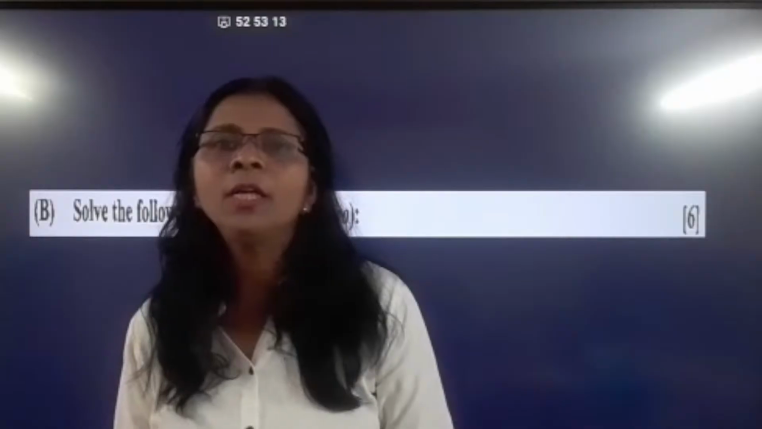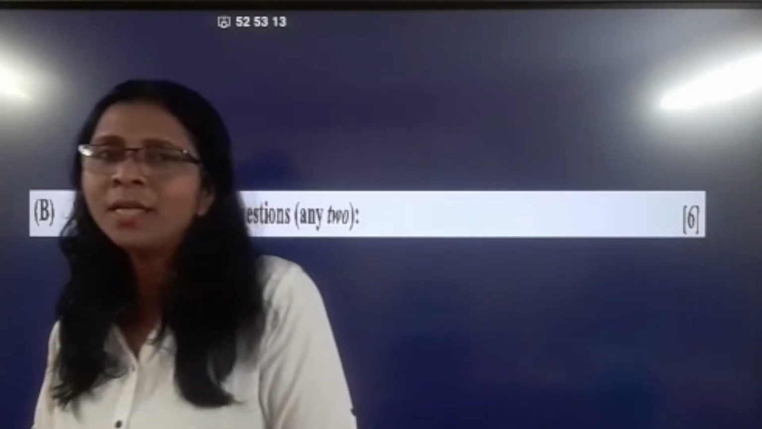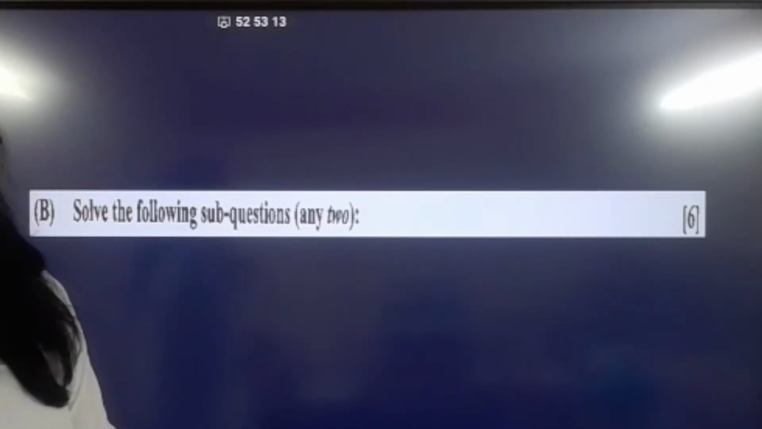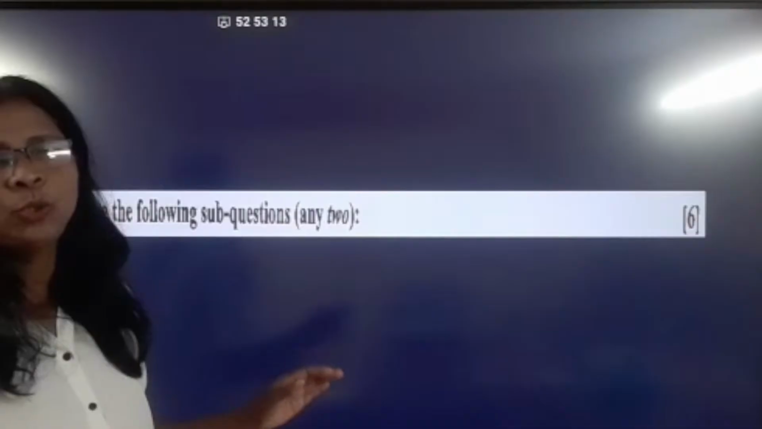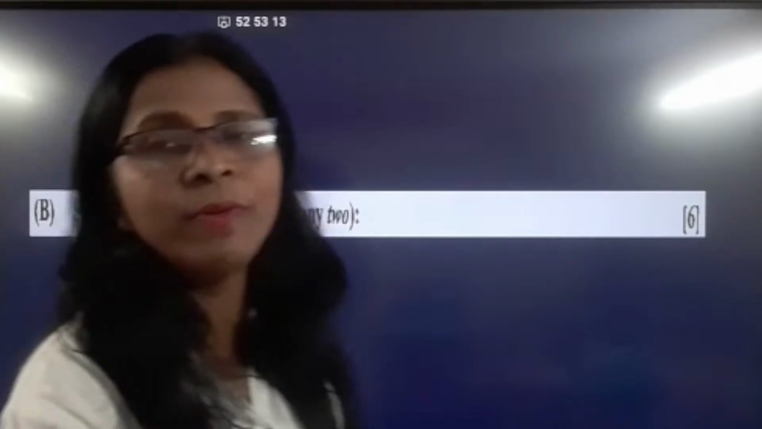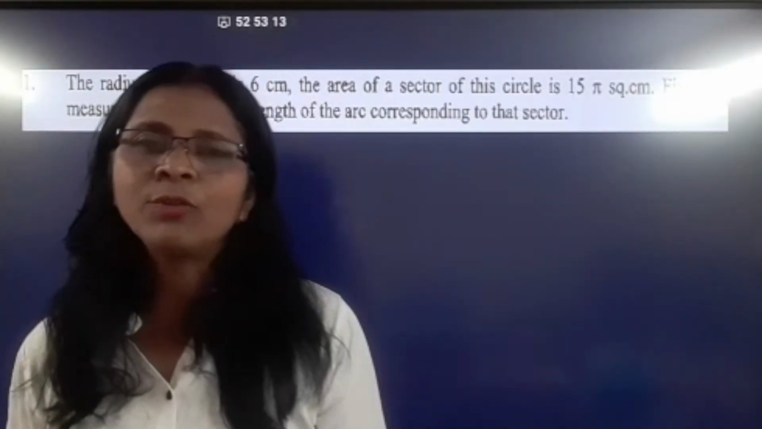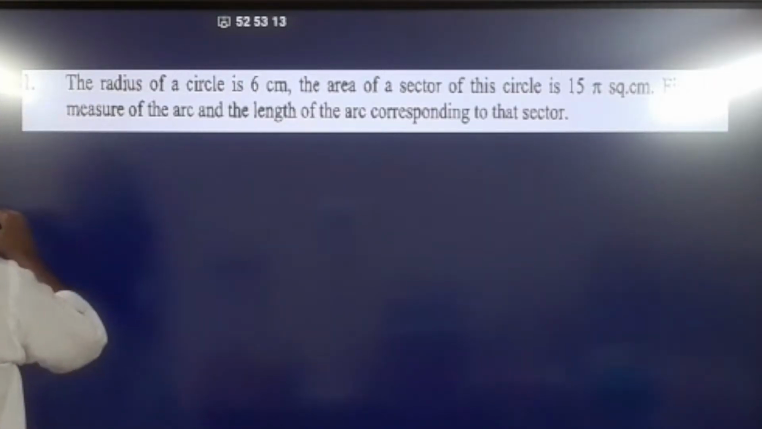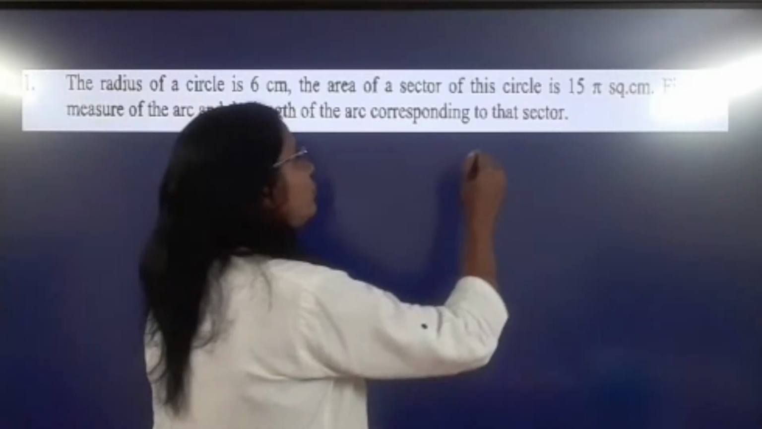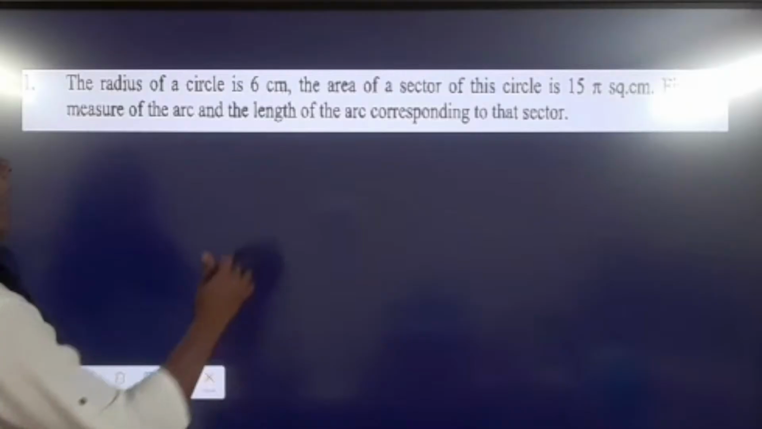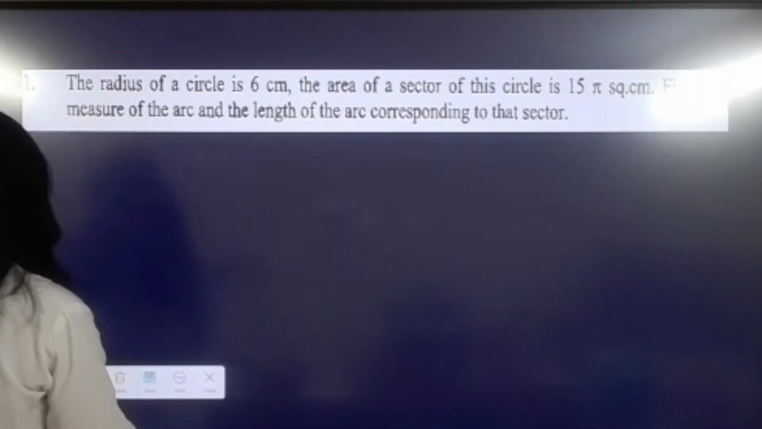Now the next question is for the B sub question. Here students, we have to solve the following sub questions. There are 3 questions, and we have to solve only any 2, each having 3 marks. Let us see the next question. It says that the radius of a circle is 6 meter. The area of a sector of this circle is 15 pi square centimeter. Find the measure of the arc and the length of the arc corresponding to that sector.